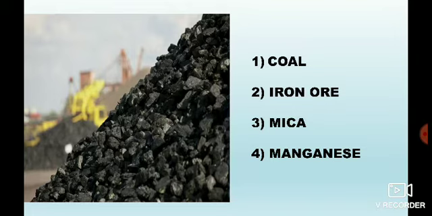And Chota Nagpur Plateau, it is also rich in minerals such as coal, iron ore, mica and manganese. So these are the minerals. So what is coal? I have shown you in the picture. Coal is used for fireworks. For example, a steam engine.